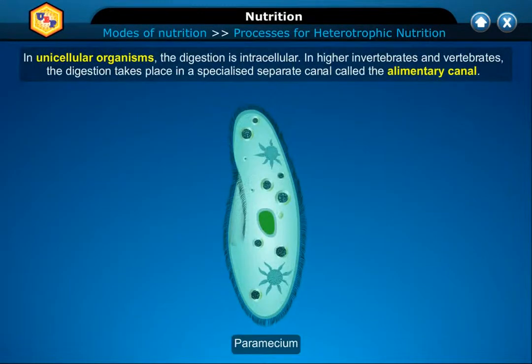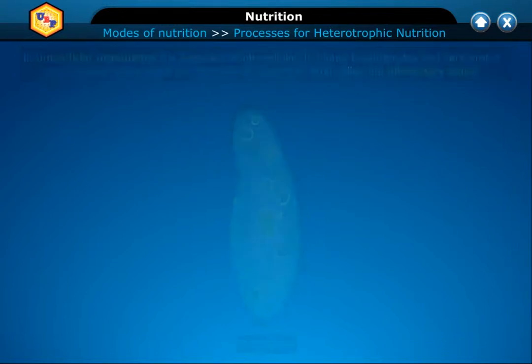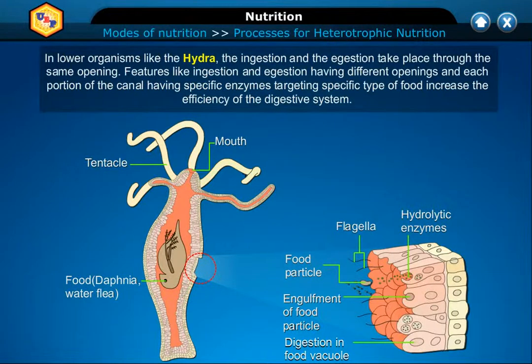In unicellular organisms, the digestion is intracellular. In higher invertebrates and vertebrates, the digestion takes place in a specialized separate canal called the alimentary canal. In lower organisms like the hydra, the ingestion and the egestion take place through the same opening. Features like ingestion and egestion having different openings, and each portion of the canal having specific enzymes targeting specific types of food, increase the efficiency of the digestive system.